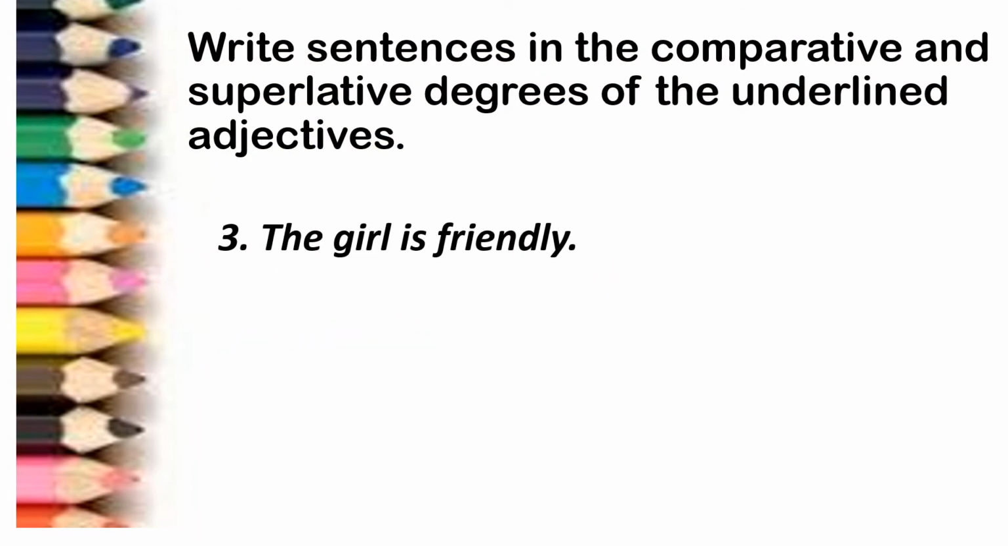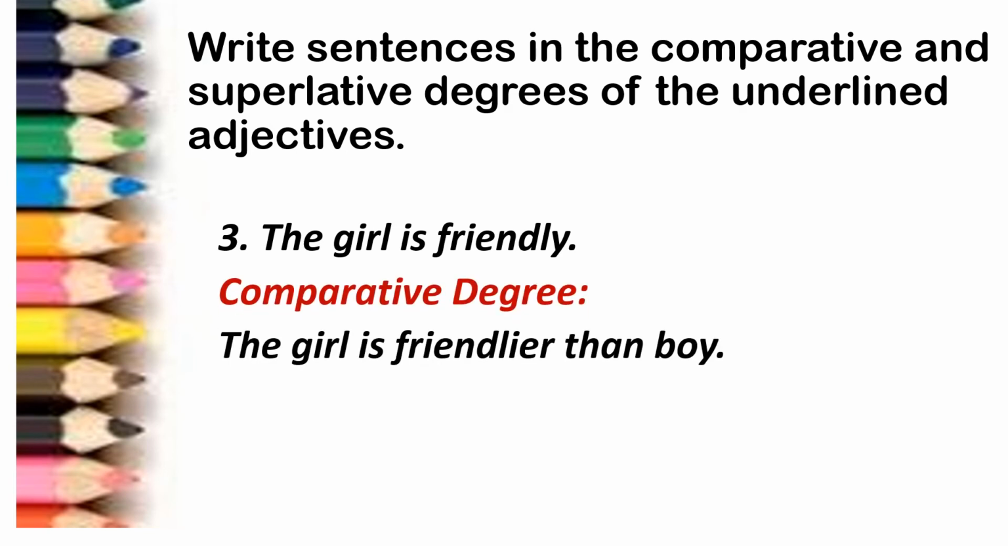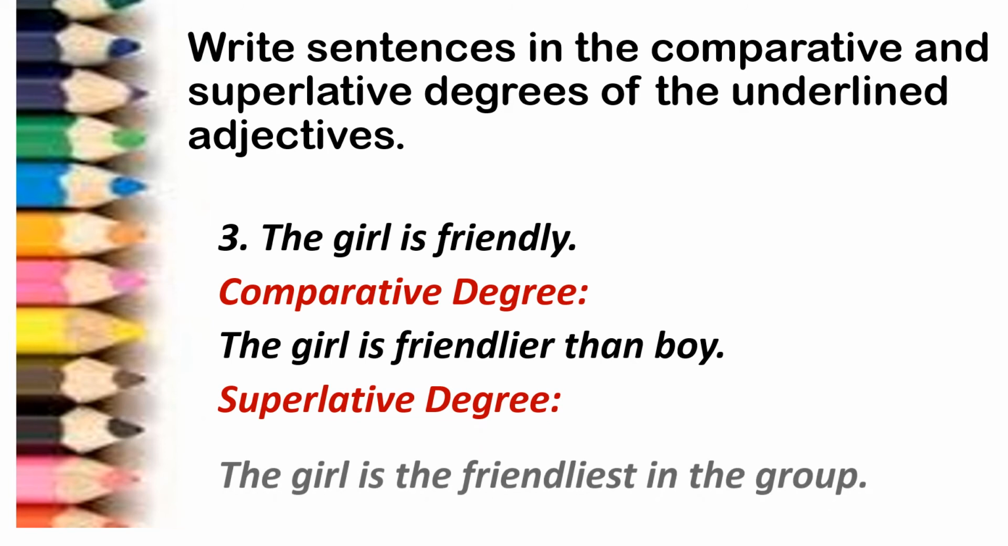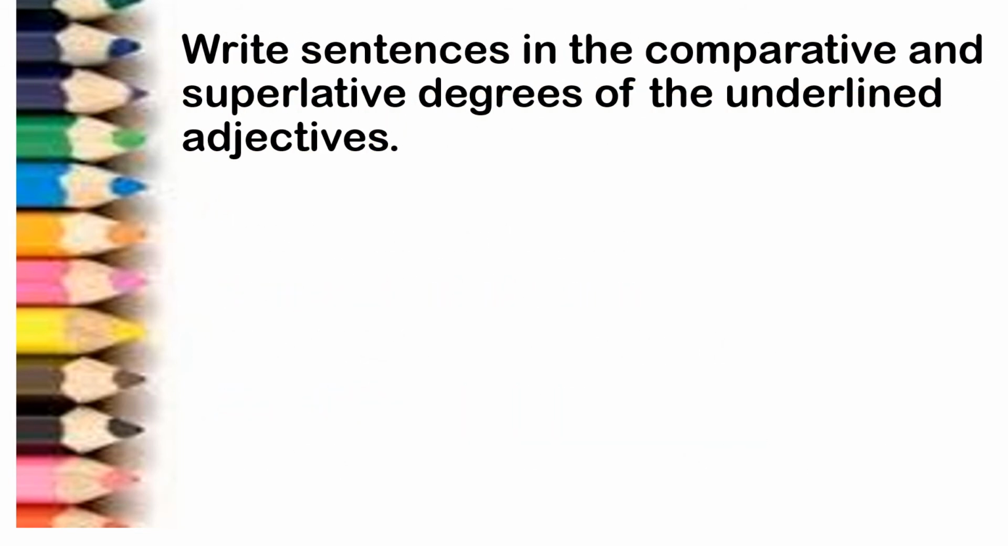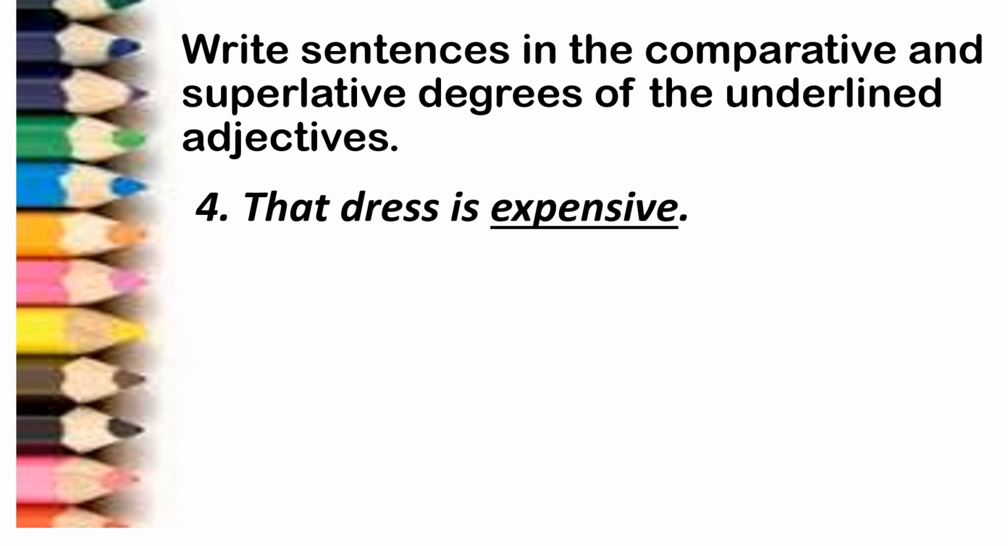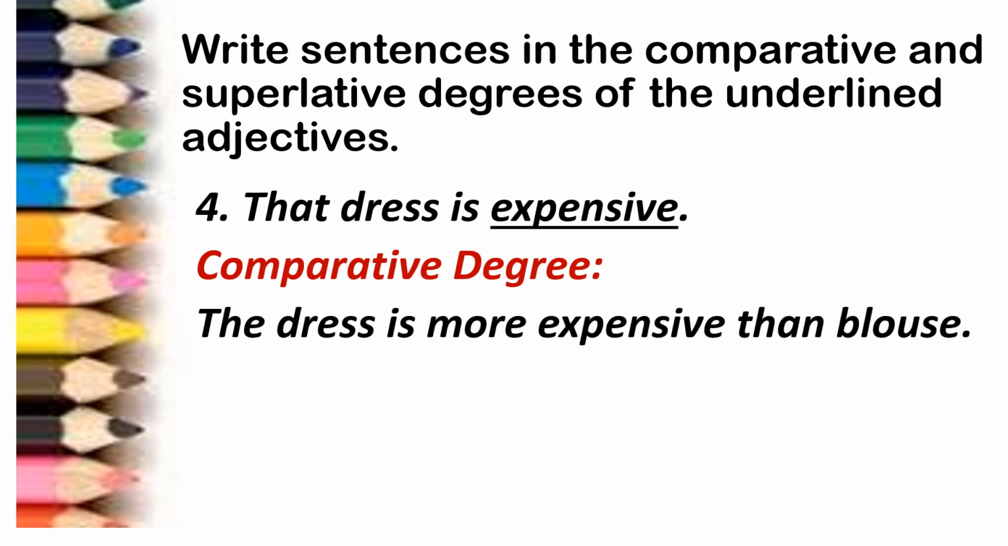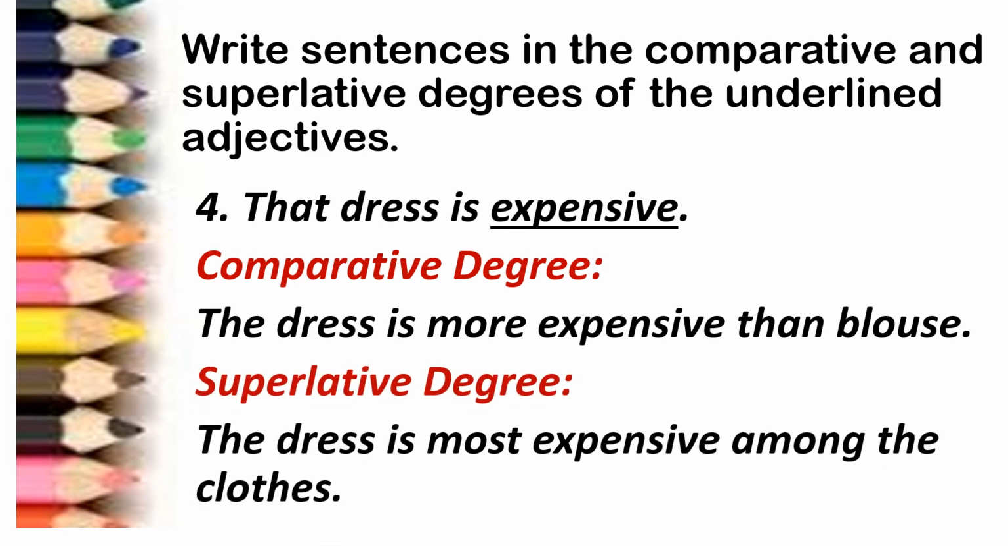Number 3, the girl is friendly. Comparative degree, the girl is friendlier than the boy. Superlative degree, the girl is the friendliest in the group. Number 4, that dress is expensive. Comparative degree, the dress is more expensive than the blouse. For superlative degree, the dress is most expensive among the clothes.